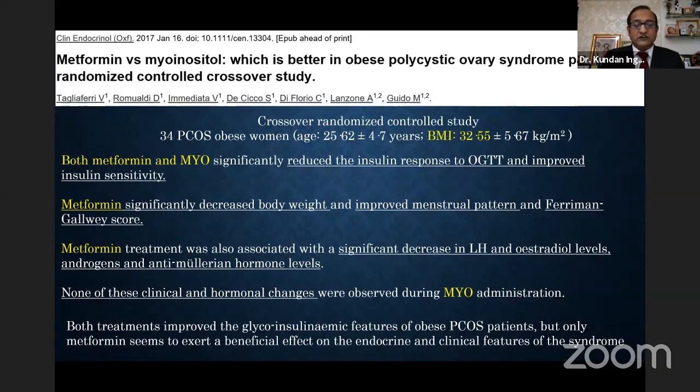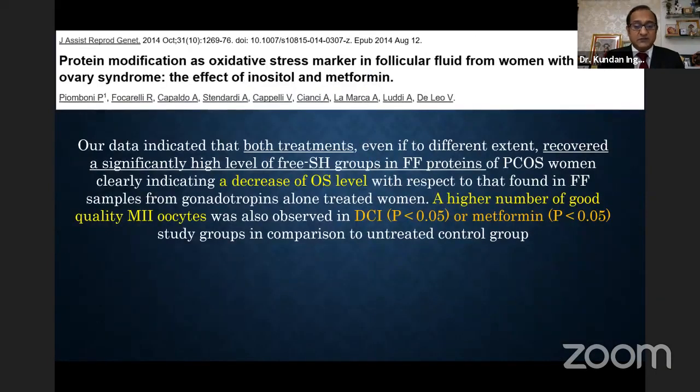Metformin was also associated with a significant decrease in LH and estradiol levels, along with androgens and AMH levels. So it has shown that both of the drugs play a very important role, but among them metformin especially has been shown to give a significantly high level of free sex hormone globulin in the follicular fluid, especially in the PCOS woman, indicating a decrease in the oxidative stress level.